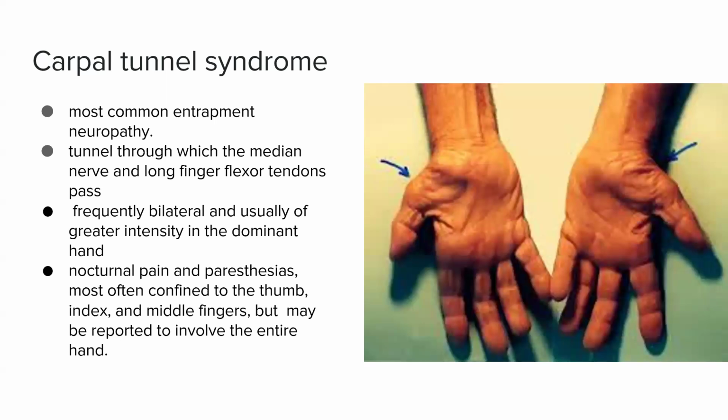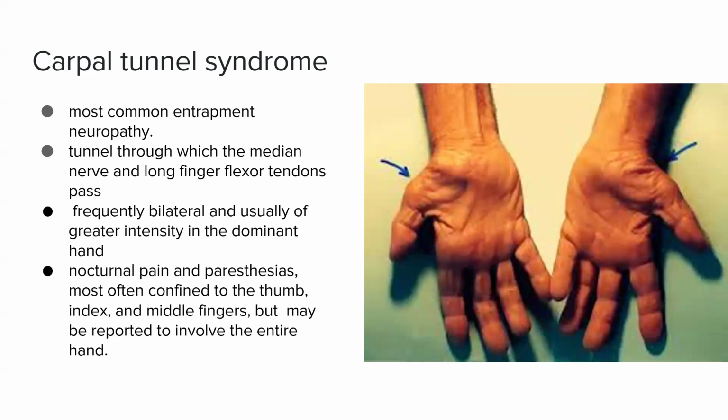It's because the median nerve, as it passes through the carpal tunnel together with the long finger flexor tendons, is bound to have some sort of injury, because it's bound posteriorly by the unyielding, very strong transverse carpal ligament. So usually it's bilateral and dominates on the dominant hand. This is a very severe case of carpal tunnel. You can see there is atrophy of the abductor pollicis brevis on this side, slightly on this side as well. We don't want this to happen. We want to prevent this from happening.